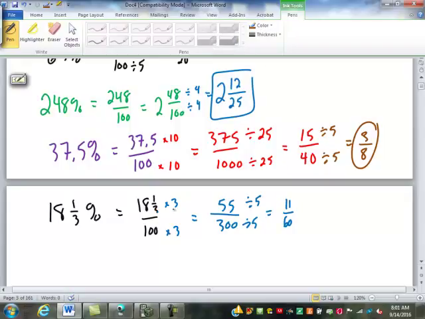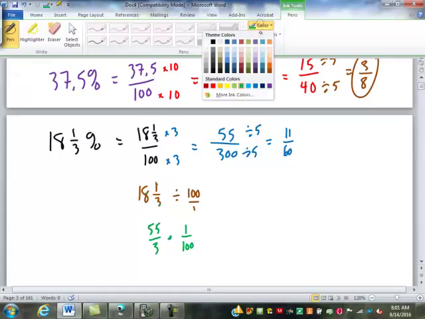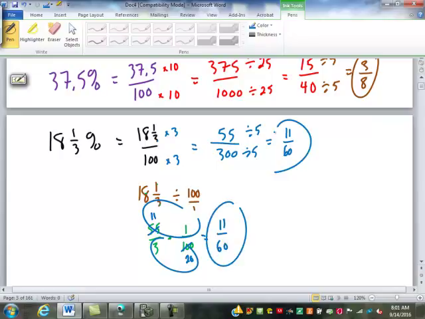If you don't like doing that, multiplying to get rid of the fraction denominator, you could just divide it out. 18 1/3 over 100 is 18 1/3 divided by 100. I make that 100 over 1. 18 1/3 I'm going to make improper, so 18 times 3 is 54, plus 1 is 55/3. Times the reciprocal, so 1 over 100. I can cross cancel 55 and 100, both divide by 5, give me an 11 and 20. 11 times 1 is 11, 3 times 20 is 60. So I get the same fraction. Some of you might view one way as easier than the other.